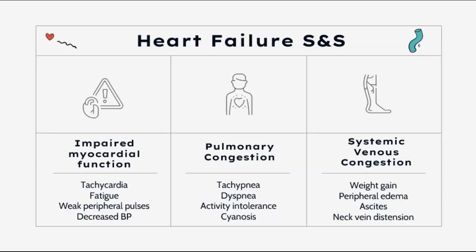Pulmonary congestion, you might see tachypnea, dyspnea, retractions, nasal flaring, activity intolerance, especially with feeding, orthopnea, cough, hoarseness, cyanosis, wheezing, or grunting. And with systemic venous congestion, you'll see weight gain, hepatomegaly, peripheral edema, ascites, and neck vein distension.